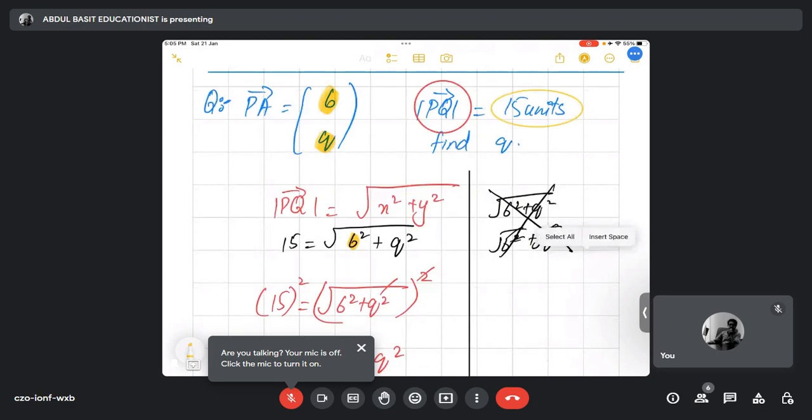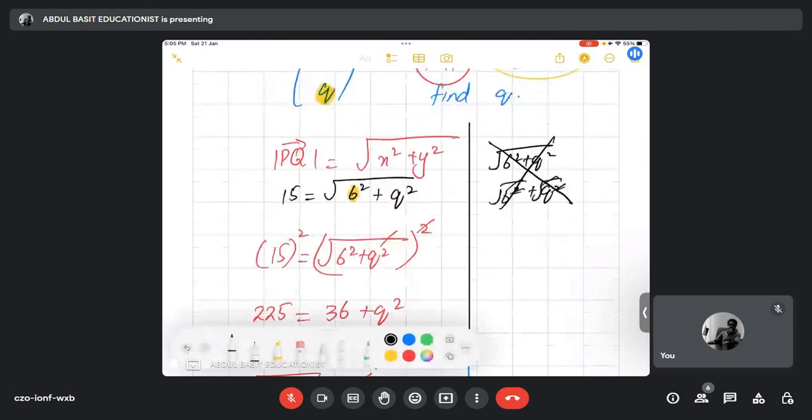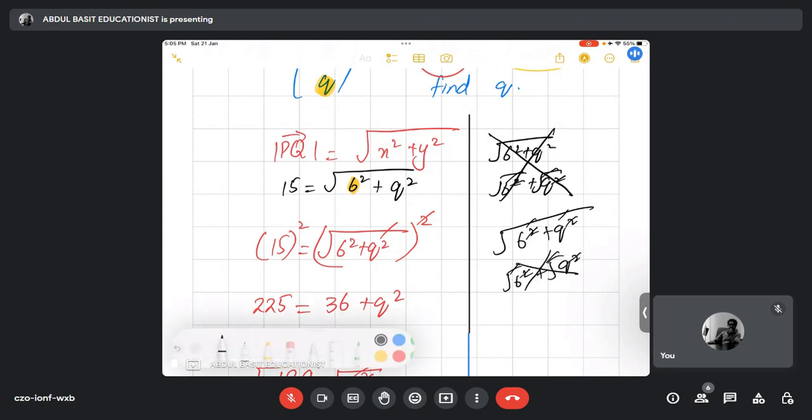After the magnitude of vectors, we studied which types of questions can come. Most students in the exam, for example with 6 square plus q square, cancel the square with the square root. That's a wrong technique. It's a bad idea. You cannot even write it like that. This is a wrong thing, so you have to avoid this error in the exam.